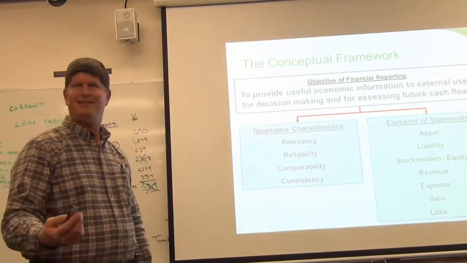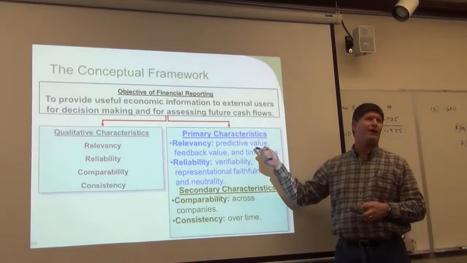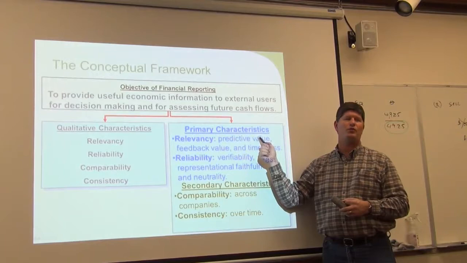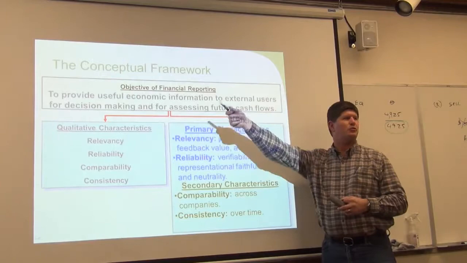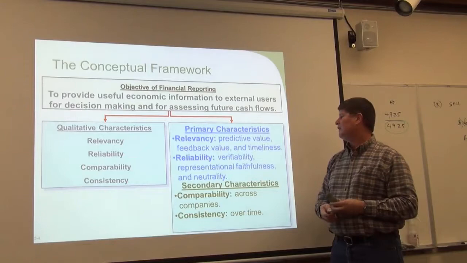Okay. Relevant. The book goes into a little bit more detail. Predictive value. Predictive meaning, if I develop a trend. If I made sales of $100 last year, and $50 the year before, and $25 the year before that, what do I think this year is going to do? It should be like $200, right? Because you're creating this upward trend. Timeliness, you want to be able looking at current data. Reliability means you can verify it. It can be audited. The representation is faithful.